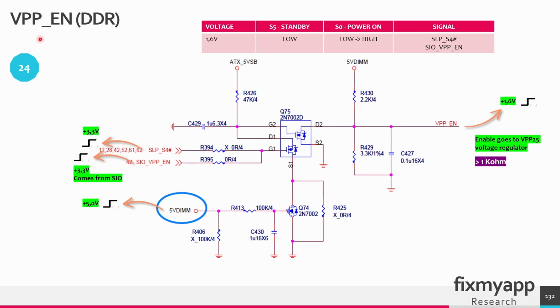This VPP enable signal has a voltage of 1.6 volt. In the standby mode, this signal is not present, and in the power on mode, it has to go from 0 volts up to 1.6 volt. The sleep state S4 and the SIO VPP enable signal will enable this voltage. So these two signals will determine if this enable voltage is present.